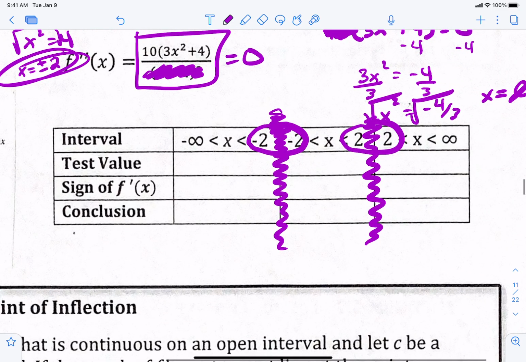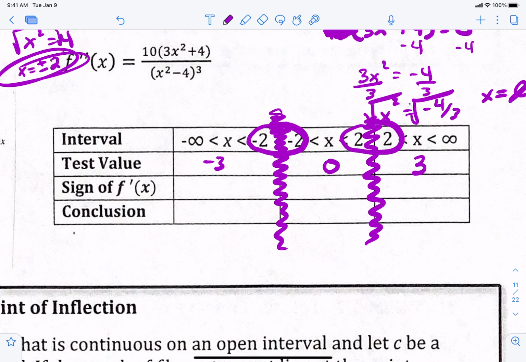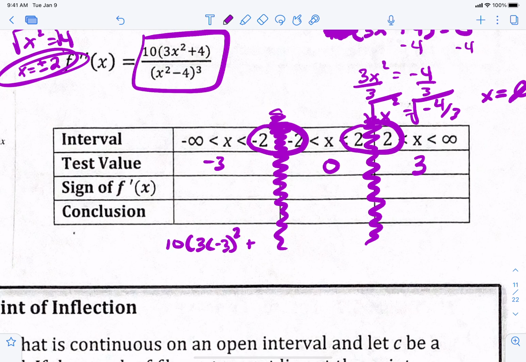Let's pick some test values. From -∞ to -2, what do you want to use? -3. In the middle, use 0. On the right, use 3. Where do we plug those into? The second derivative, so this guy right here. All right, so 10 times (-3) squared plus 4.